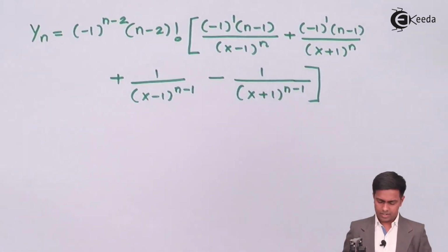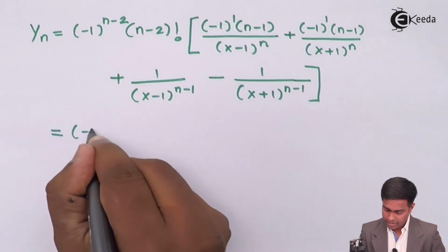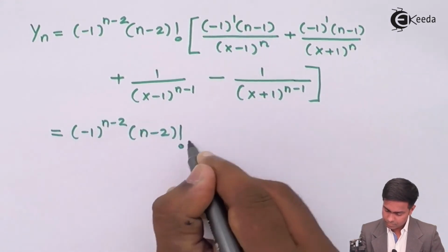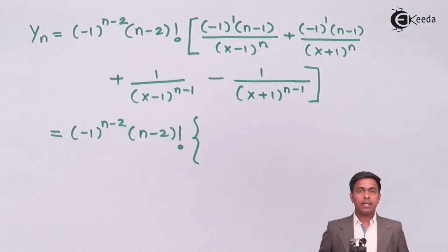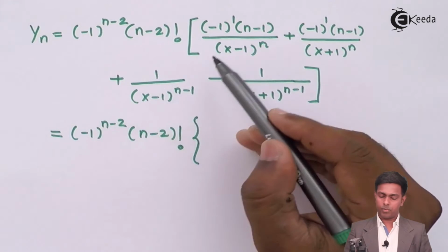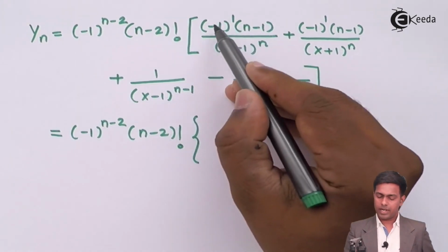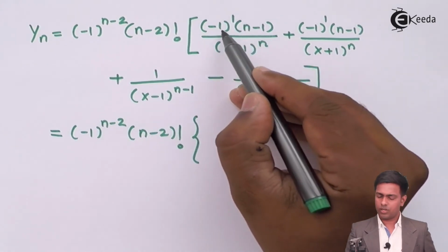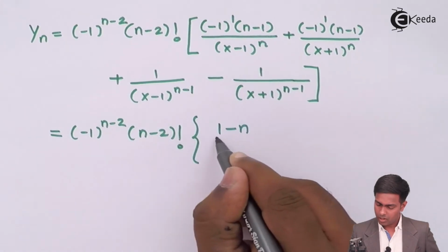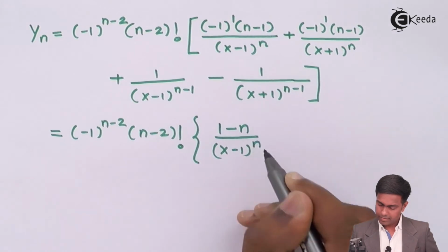So guys, let's come here. First of all, I'll write down the (minus 1) raised to n minus 2 term and (n minus 2) factorial as it is. Now, in the bracket there are 4 terms. Out of that, we can take something common from these 2 terms. But before doing that, let's simplify it. So (minus 1) raised to 1 is minus 1. So here this will become minus n plus 1. So here I'll say (1 minus n) upon (x minus 1) raised to n.